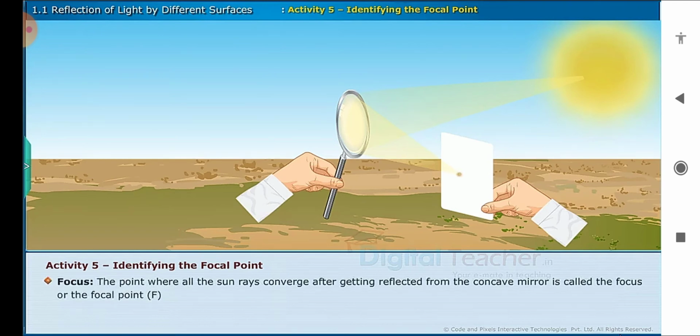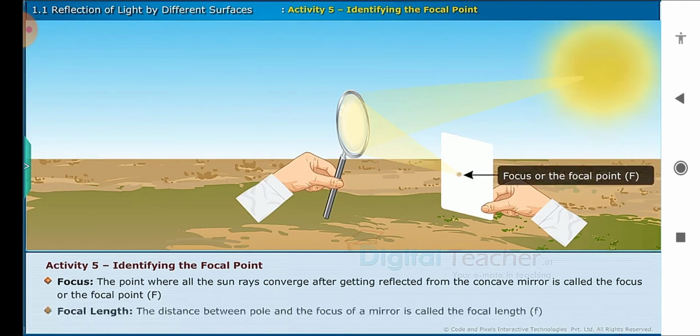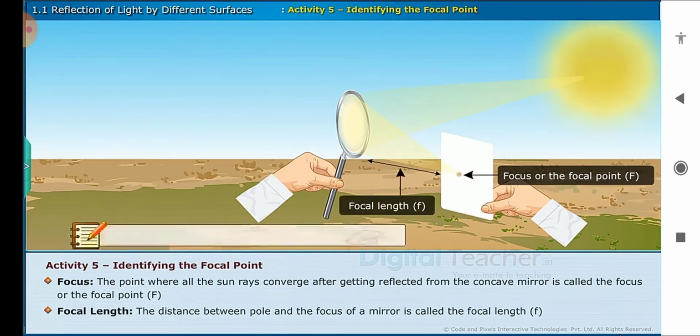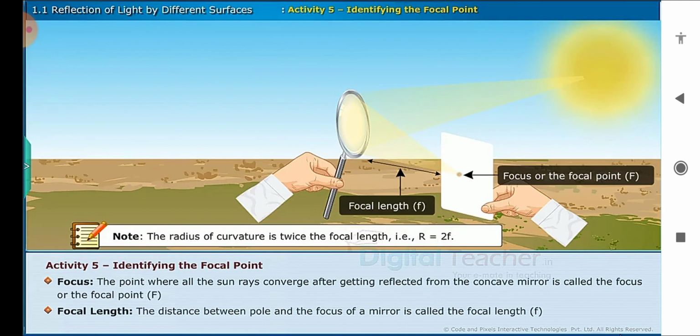Focus. The point where all the sun rays converge after getting reflected from the concave mirror is called the focus or the focal point F. Focal length. The distance between pole and the focus of a mirror is called the focal length F. Note, the radius of curvature is twice the focal length, that is R equals 2F.